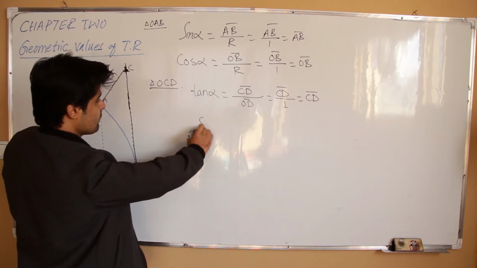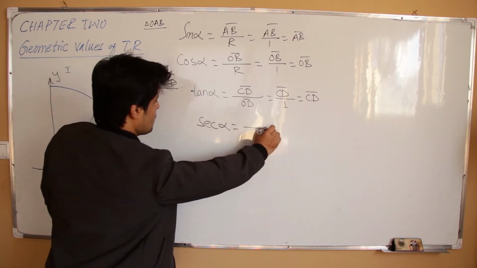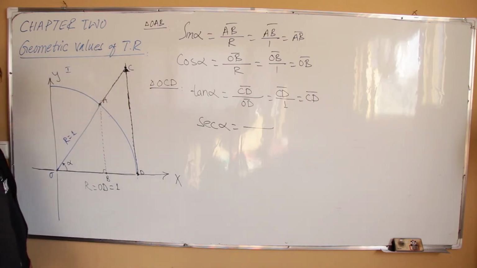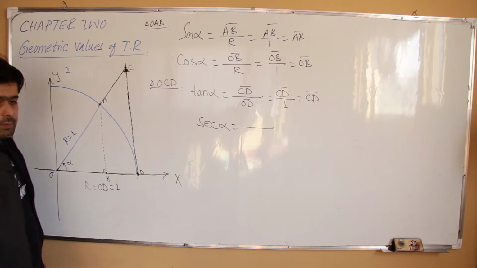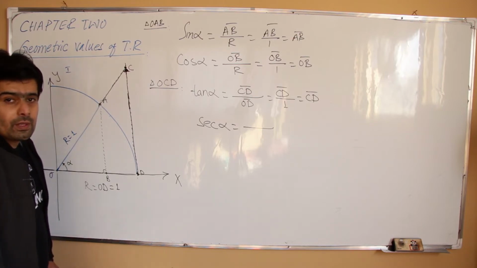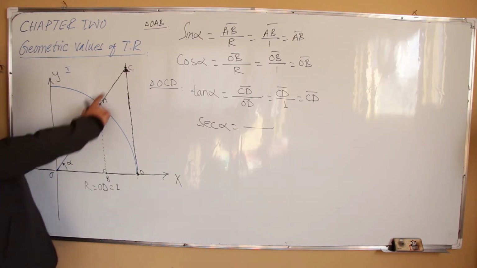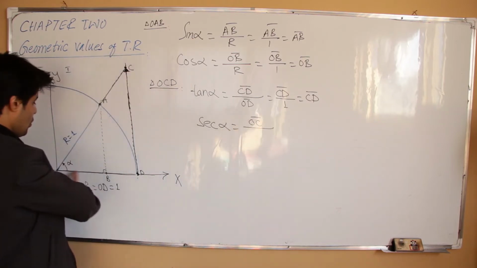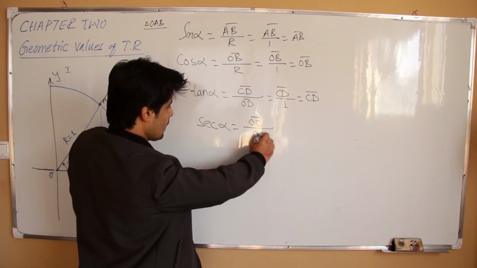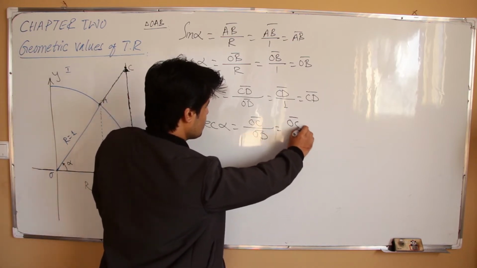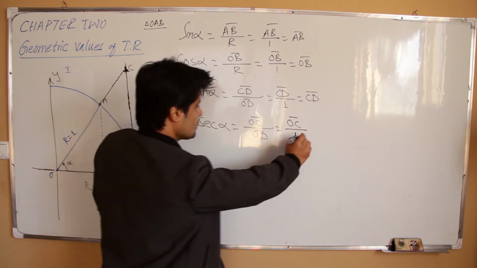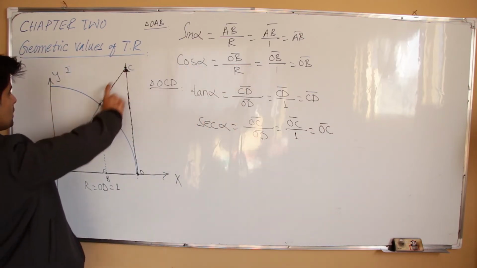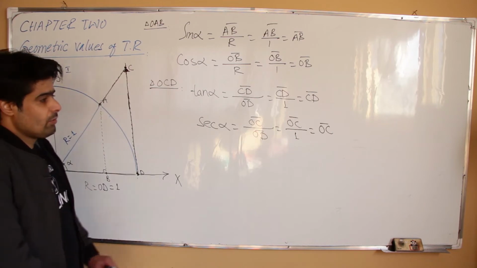Here we will define another ratio of trigonometry, secant alpha. What is secant alpha? It is hypotenuse divided by adjacent. Hypotenuse OC divided by OD. And OD is 1. So OC by 1, OC. This line, O up to C, shows the value of secant.